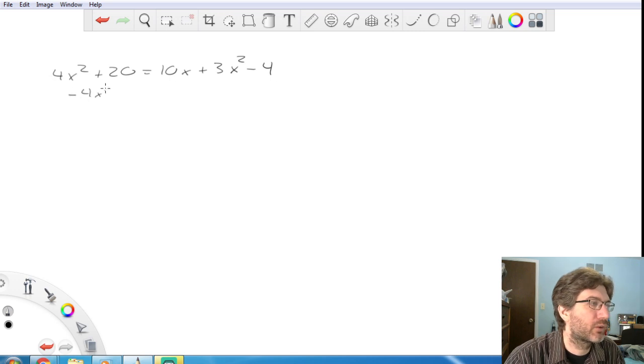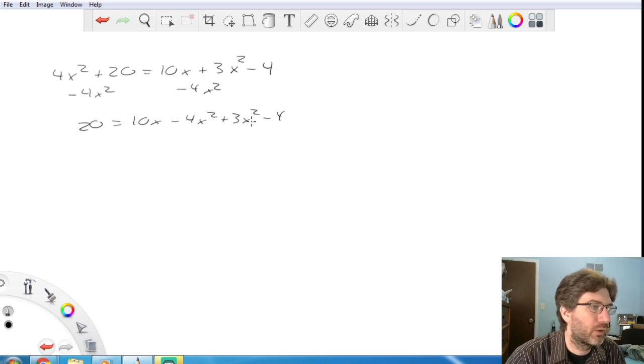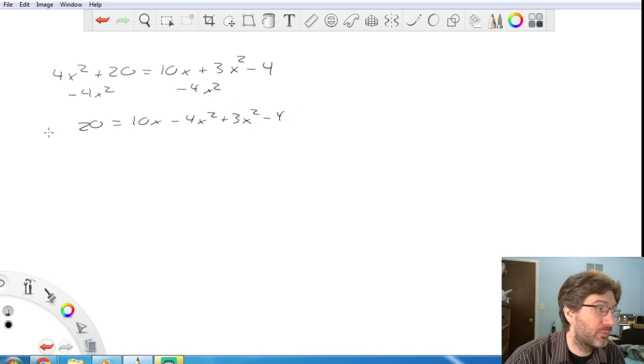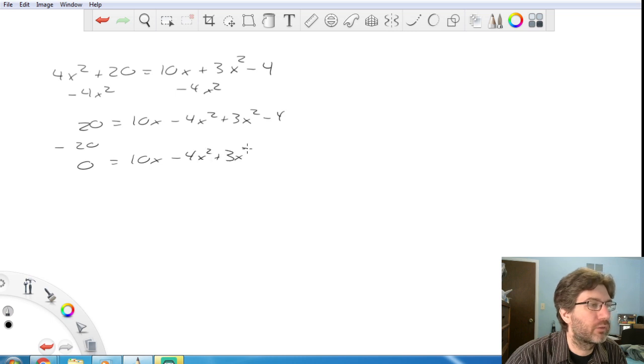I'm going to subtract 4x squared minus 4x squared. That's going to give me 20 equals 10x minus 4x squared plus 3x squared minus 4. I don't know why I wrote it in that order. We'll clean it up anyways. And then I'm going to subtract 20 from it. 10x minus 4x squared plus 3x squared minus 4 minus 20.